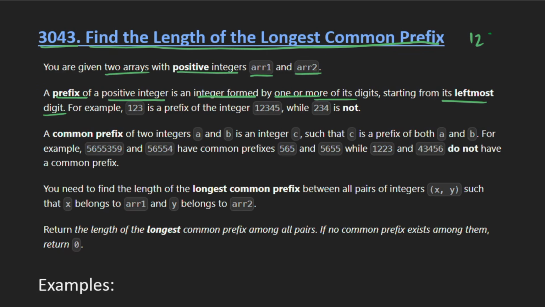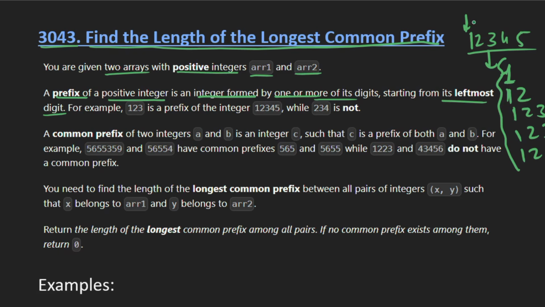So suppose you have a number 12345, then its prefixes are 1, 12, 123, 1234, 12345. So these are the prefixes of this number 12345, right? If you notice, all the prefixes start from the leftmost digit and then go up to any point, right? So this is a prefix of a number.